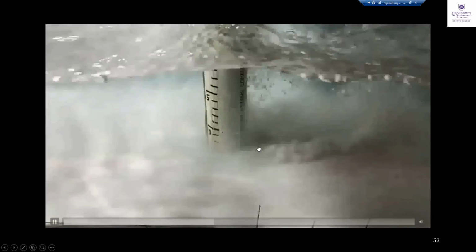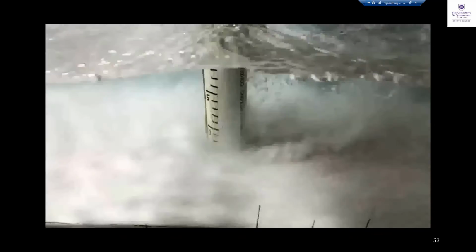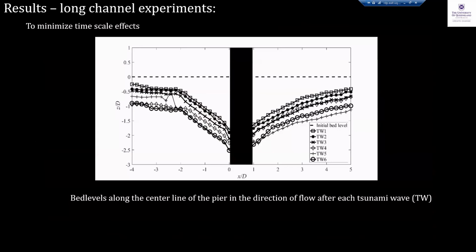And I'm not sure if this is clear, but I'll try to play this. Yeah, I think it's all pixelated, but this video is just observing scour around the pier under the breaking wave. And of course, I measured the bed levels around the pier to plot the surface bed levels.